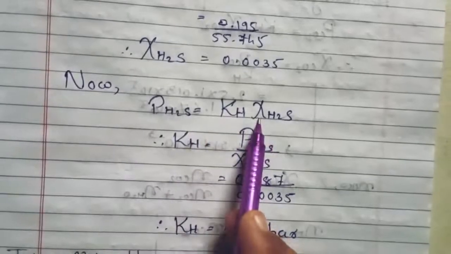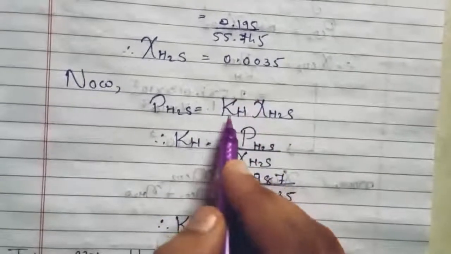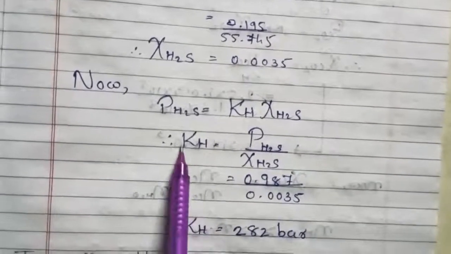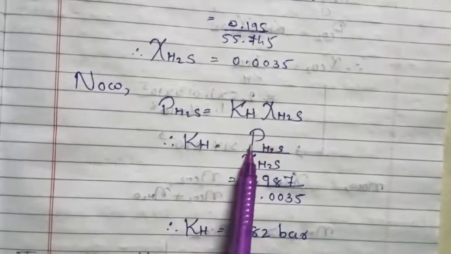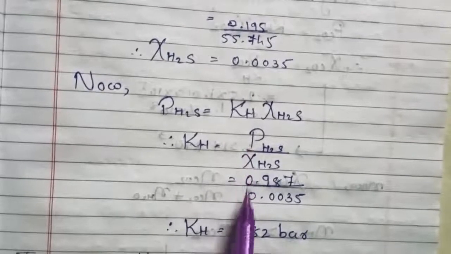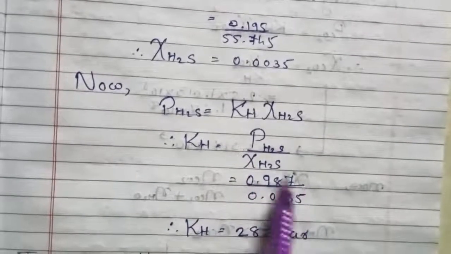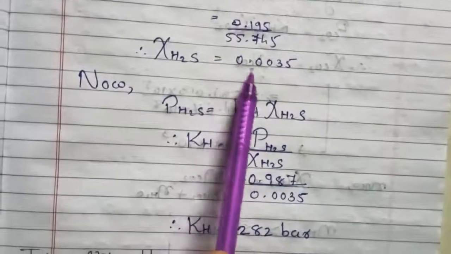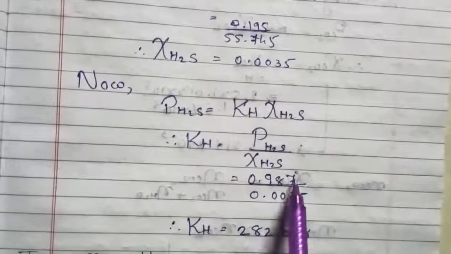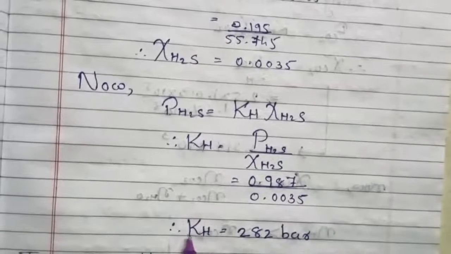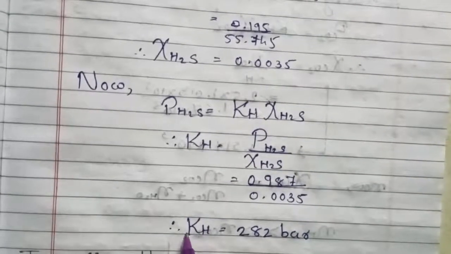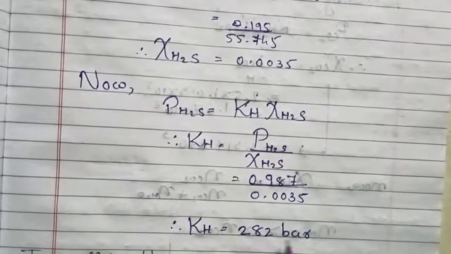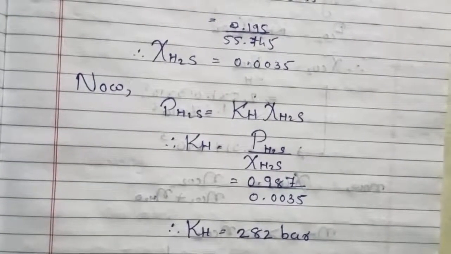Right? Now again write the Henry law formula, which is pressure of gas equal to Henry constant into mole fraction. Here we have to find the Henry constant, so subtract that and rearrange the formula. You will get KH is equal to pressure by mole fraction. Pressure of H2S at STP is 0.987 and the mole fraction of H2S we already calculated, which is 0.0035. If you replace and simplify, you will get the Henry law constant KH having value 282 bar. Right, do you get it?